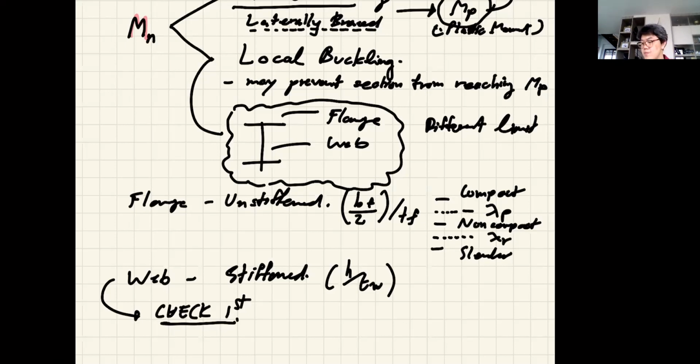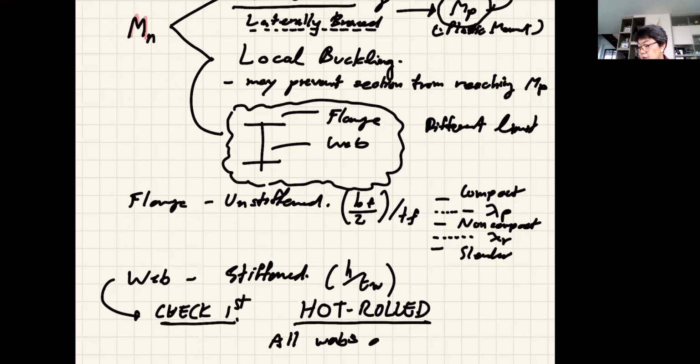But for hot roll, however, for hot roll, which are the sections that you guys use, it's a typical section available in the market. For all the hot roll sections available, all webs are compact.